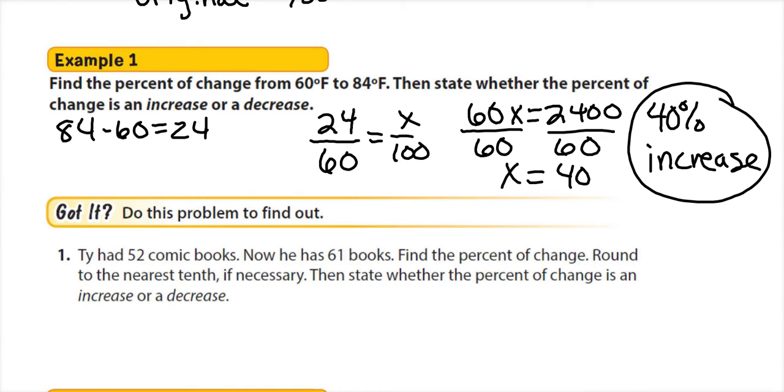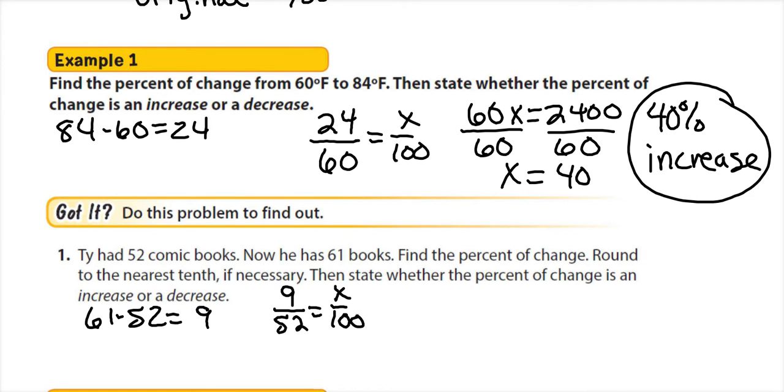All right, let's try the Got It question by yourself. And let's go ahead and take a look. It says Ty had 52 comic books. Now he has 61 books. Find the percent of change, round to the nearest tenth if necessary, then state whether the percent of change is an increase or a decrease. So he had 52, now he has 61. Again, it's high minus low. So that would be 61 minus 52, and of course that's 9. So the change is 9 over the original amount. He had 52 to start with, so that's over 52 equals x over 100.